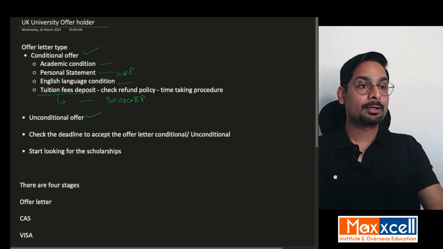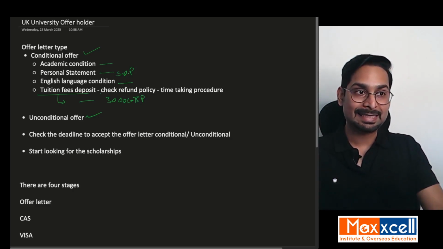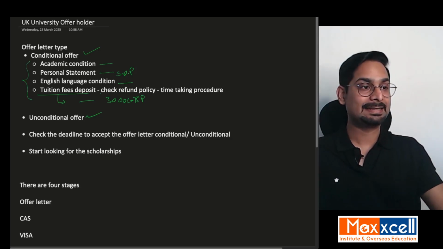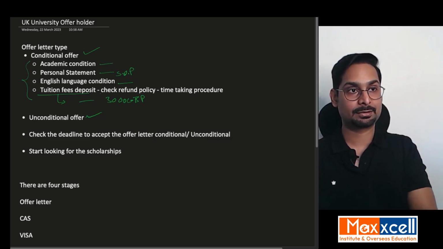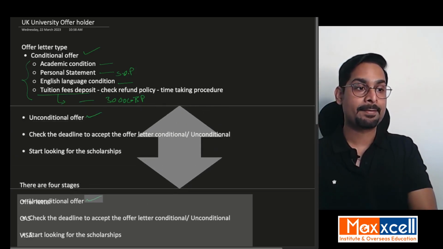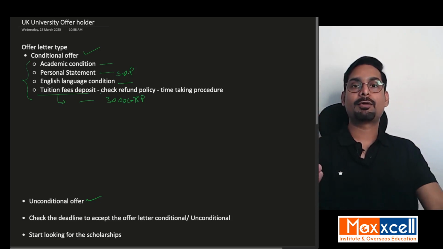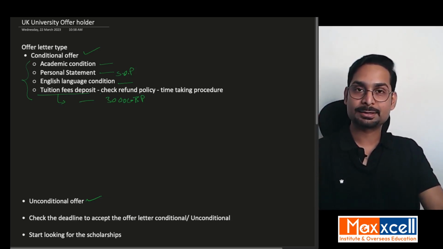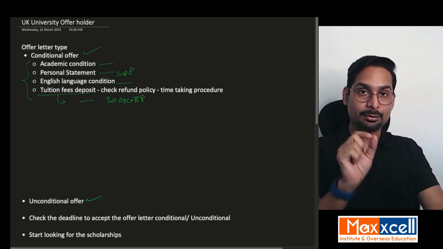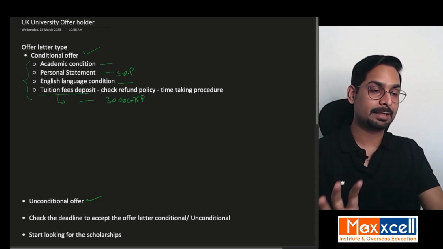Okay. You have to make sure that you read your conditional offer letter very carefully and understand if there are any deadlines to satisfy these conditions. It's very, very important, guys. Unless you satisfy these conditions, you cannot move forward to the unconditional offer letter. Okay. So look at the deadline. You have to complete this condition before the deadline.